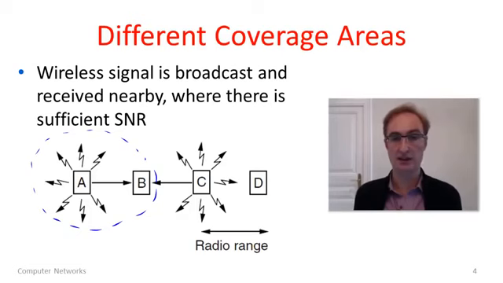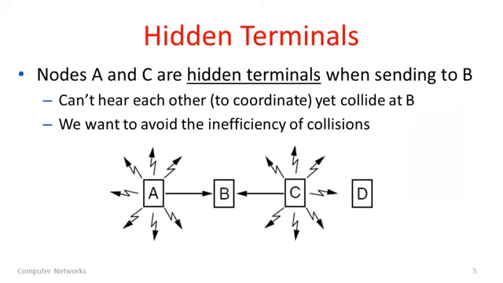Similarly for B, C, and D, and this leads to different coverage areas. You can see the radio range here is indicated as just enough to get from one node to the next, but not a lot further. B, by the way, when it sends, its signal will be received by A, but also by C, because that's also within radio range. Different coverage areas lead to problems.